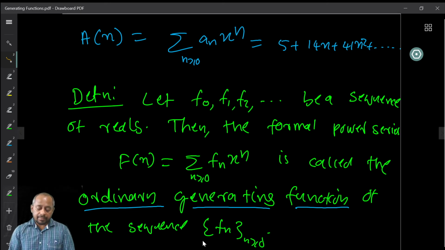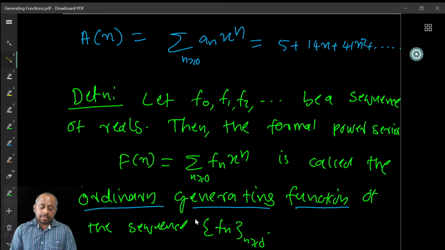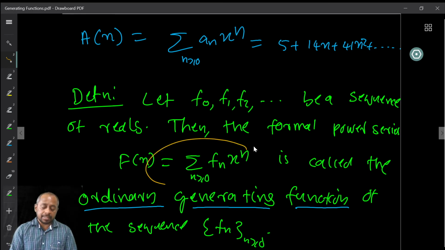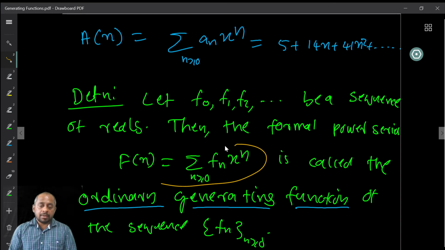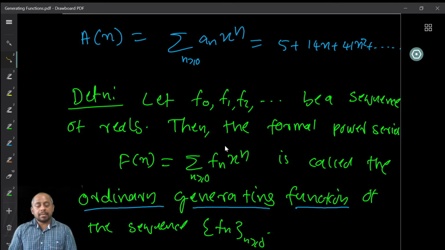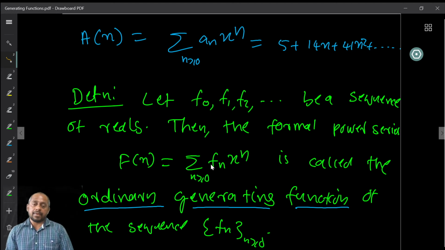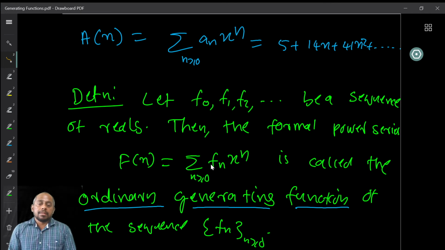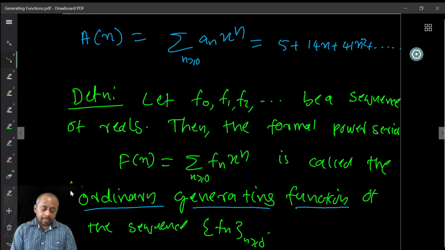So we have the sequence fn, and what we do is that we convert this to a formal power series, right? And as we already mentioned, the formal power series represents exactly the sequence. There is no difference in fact, because whatever is the coefficient of x raised to n in this is going to be our fn. So we represent this as a formal power series, and this is called the ordinary generating function.